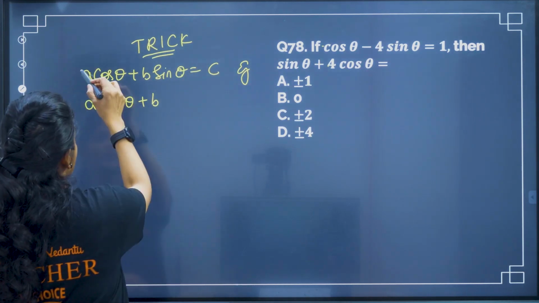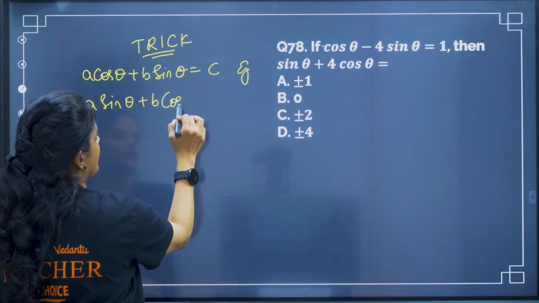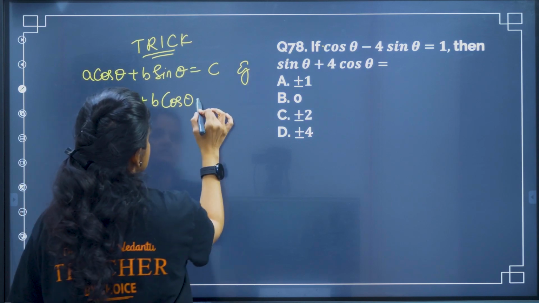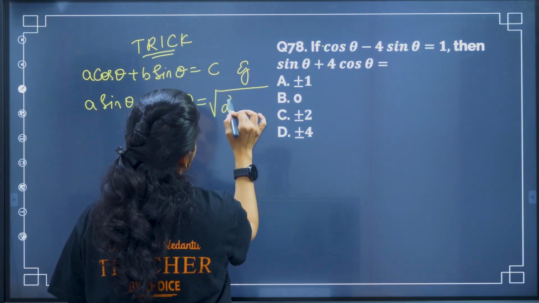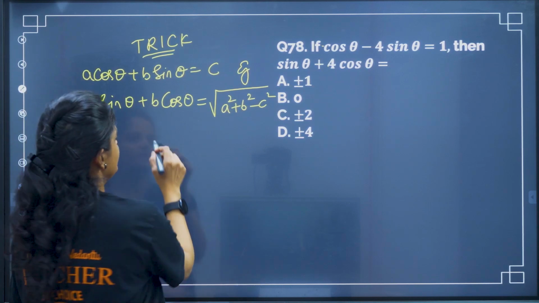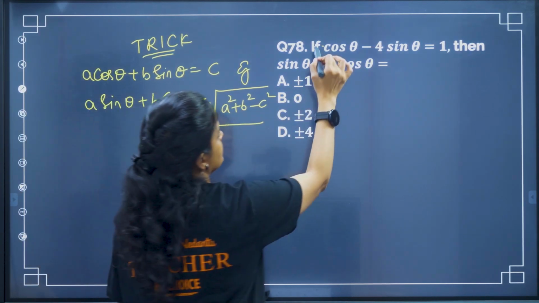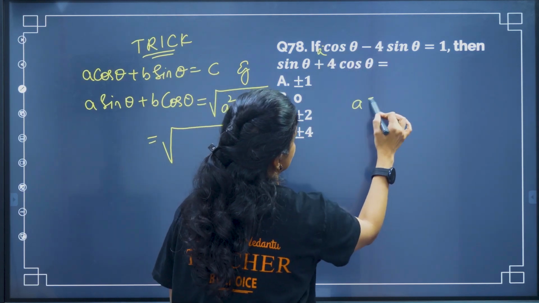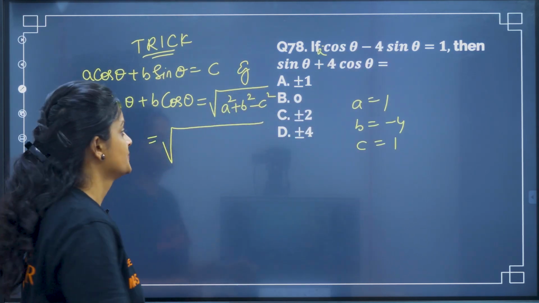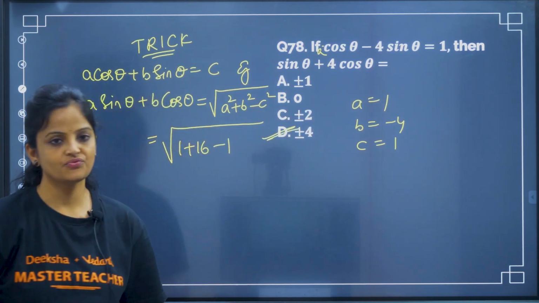So A is sitting there only. Cos has come down this side and sine is going and sitting with the A. Then the answer will be under root A square plus B square minus C square. Okay, let's see, if I apply that here, what happens? A is 1, B is minus 4, C is 1. 1 plus 16 minus 1, so it is plus or minus 4.